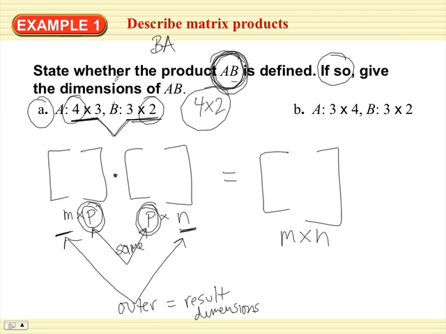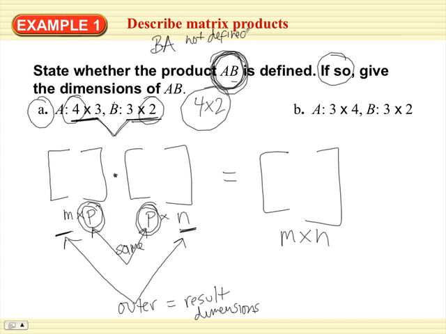So what property doesn't hold here? If I said A times B is B times A, you'd say yes, that's true. What property is that? Commutative. So the commutative property does not hold. It isn't true for matrices. Just so you know that. So BA is not defined.